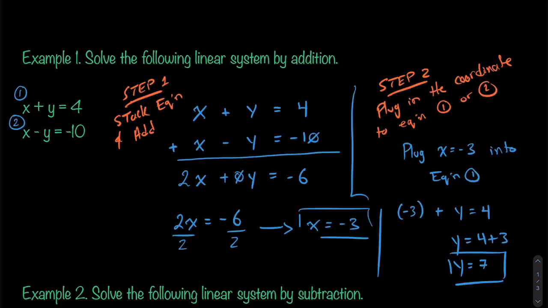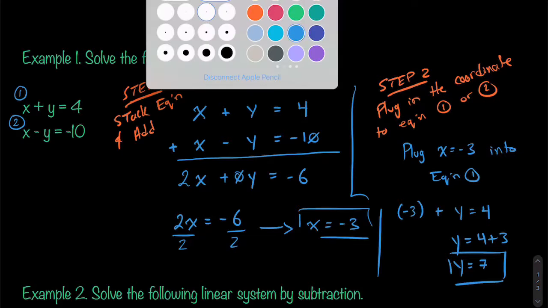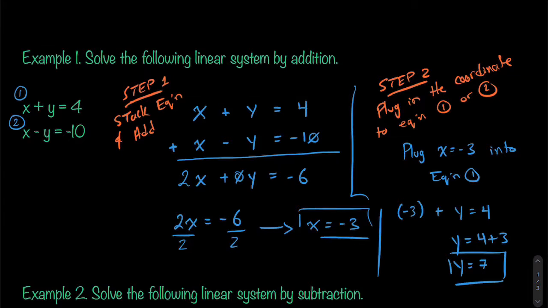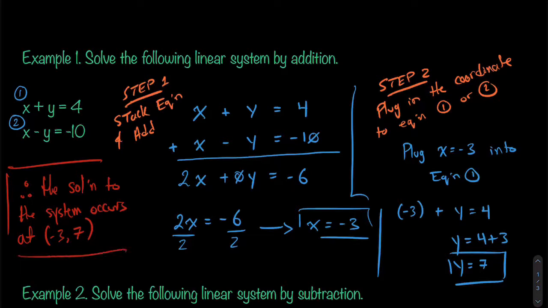So there is our solution to the system. The solution to the system occurs at negative 3, 7. So let's write this over here, in a different color. Therefore, the solution to the system occurs at point negative 3, 7. That's the gist of this. It just takes some practice to get used to, but once you get it, it ends up being kind of fun, and it's extremely useful for just knocking these questions out of the park. So just a two-stepper. Let's look at another one.